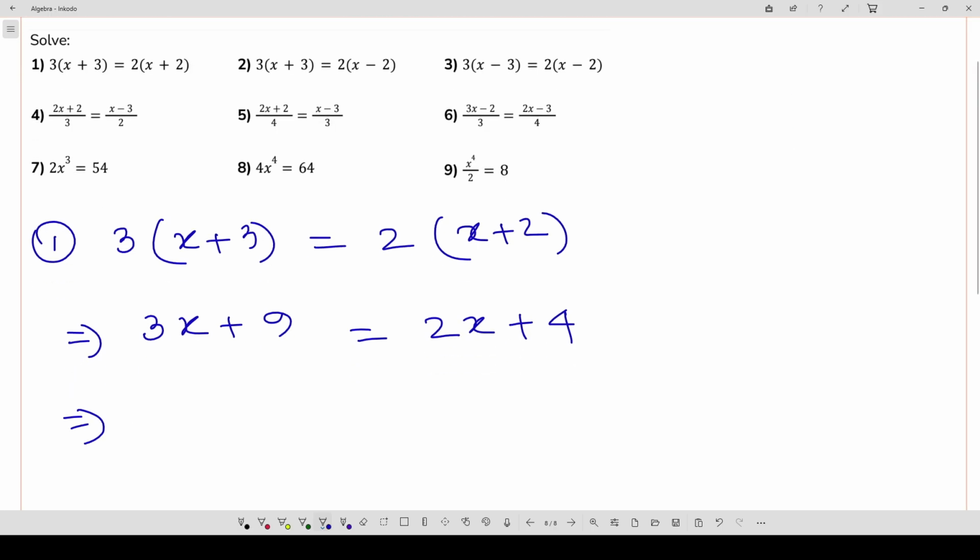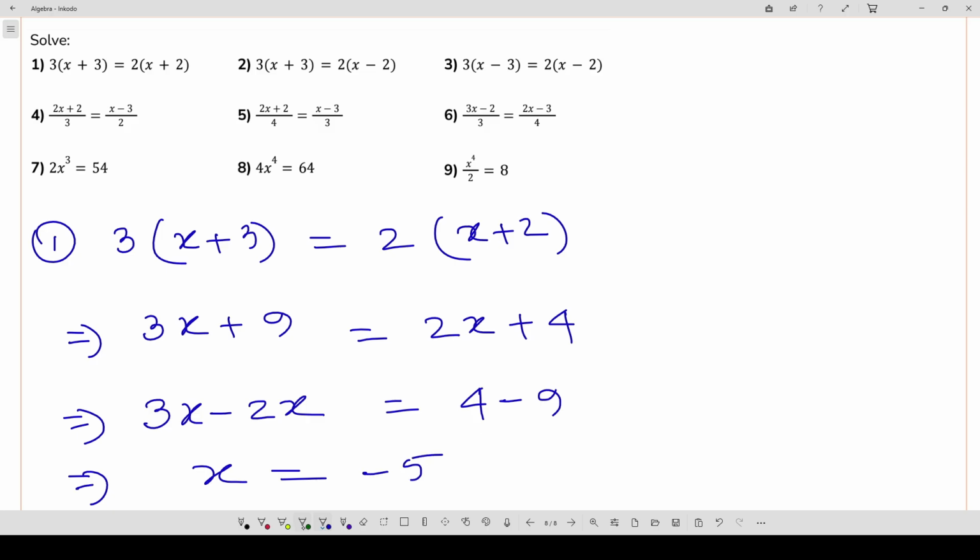Now we will subtract both sides by 2x, so we can write 3x minus 2x, and also subtract both sides by 9, so this plus 9 and minus 9 cancel out, and here 2x minus 2x cancels out, and here is 4 minus 9. So 3x minus 2x equals x, 4 minus 9 will be minus 5, and this is our answer. So number 1 done.